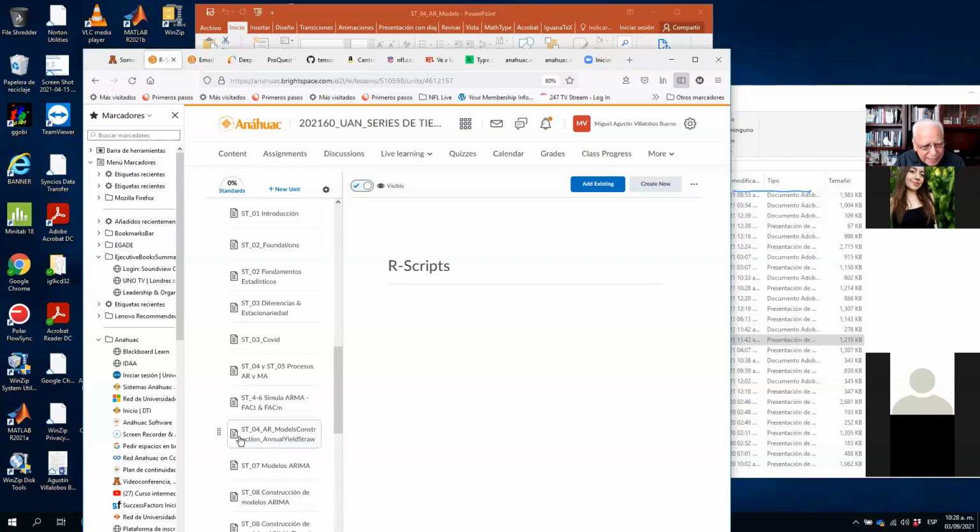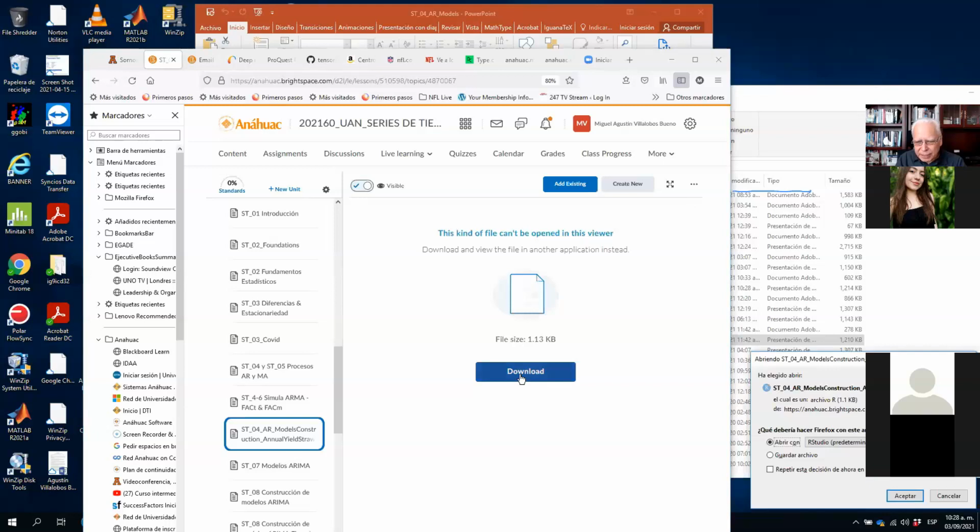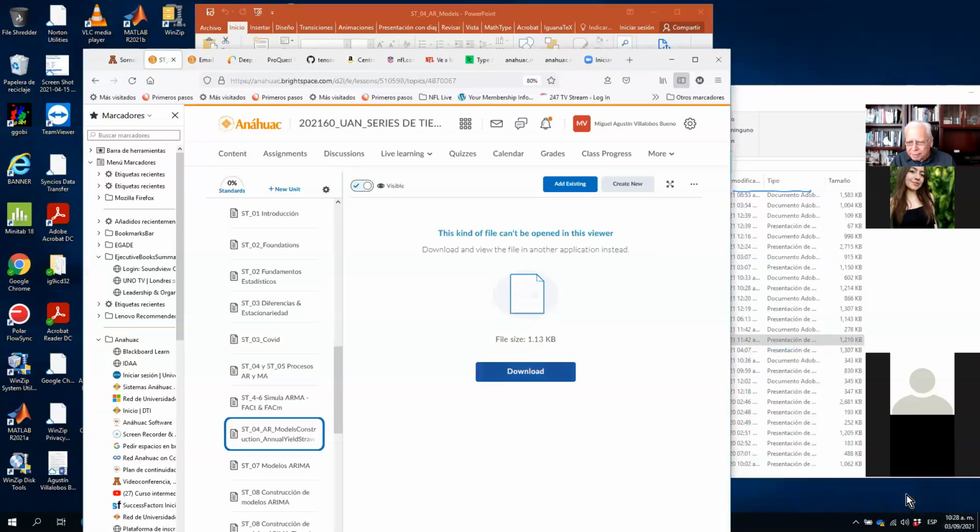It's SD04, that says SD04 AR model construction, annual yield of straw. Okay, so download that script and we'll start working with that process to identify that series and also fit a model.